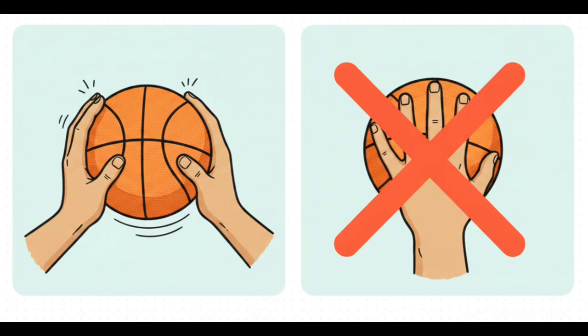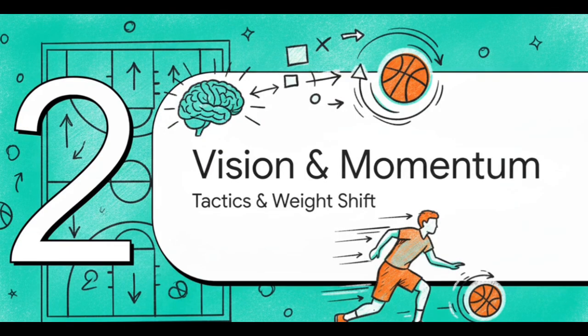The fingertips are packed with incredible nerve density. Holding the ball this way improves feedback and control, which directly translates to way greater accuracy and precision during the release. Plus, keeping those elbows close to the torso ensures that when the force is transferred, it's super efficient, preventing any kind of unnecessary movement that could throw off your passing accuracy. Moving right along to part 2, vision, tactics, and momentum, the mental calculation and the physical shift forward.